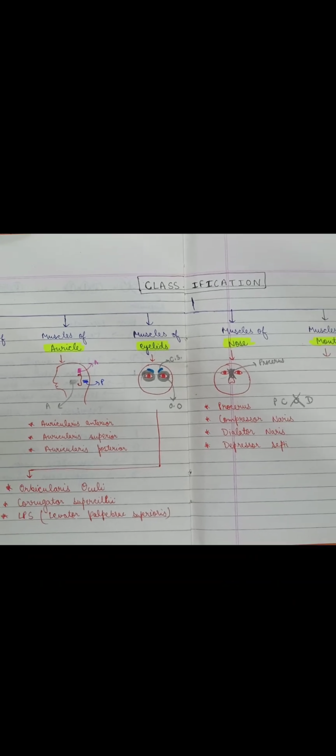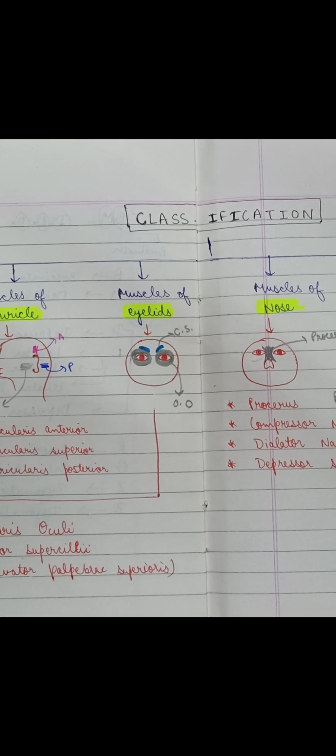Okay, now moving forward. Coming back to our basic classification, we now proceed on to category number 3, that is muscles of eyelids. You have three muscles in total. The one that you can see over here is the eye, and the one marked with gray, just surrounding your eye, is this one.